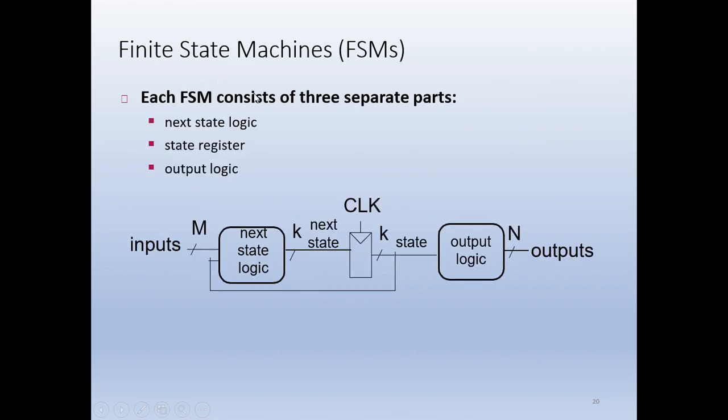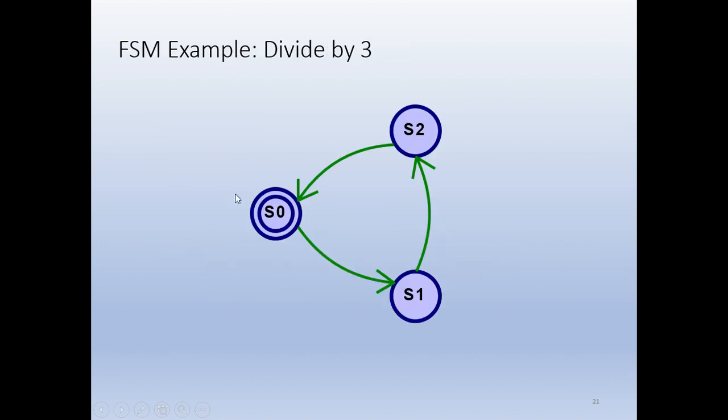And as for finite state machines, there are 3 levels. One is the next state logic, the state register, and the output logic. This is your next state logic, this is your state register, and this is your output logic. We can take the finite state machine as a divide by 3, which has 3 states: S0 to S1, S1 to S2, and S2 to S0. This is the 3 state.